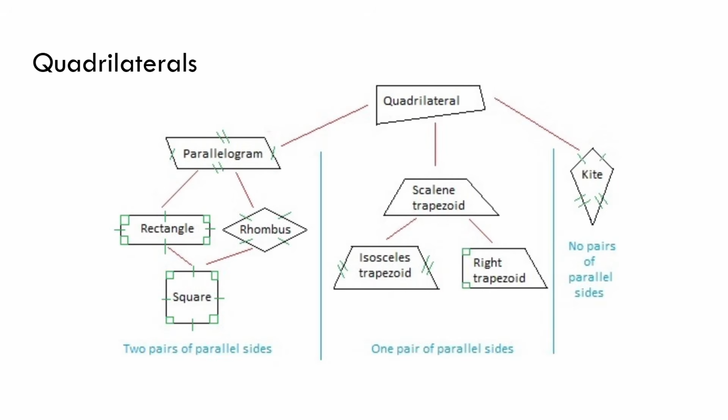Okay, moving on to quadrilaterals. There are many different types of quadrilaterals, and they're all distinct in their own way. So parallelograms and the different types all have 2 pairs of parallel sides. And then for trapezoids, there's only 1 pair of parallel sides. And then kites are where there are no pairs of parallel sides.